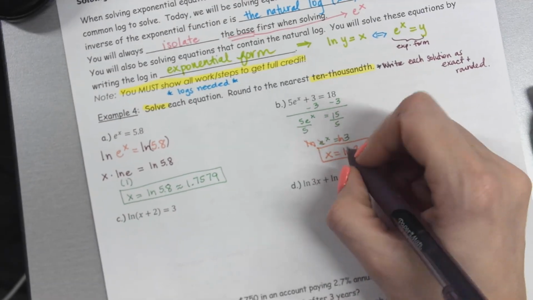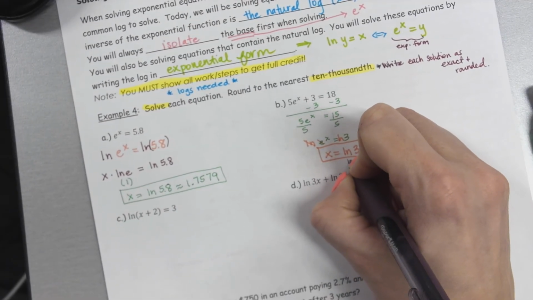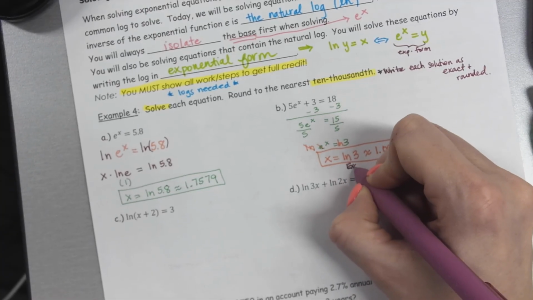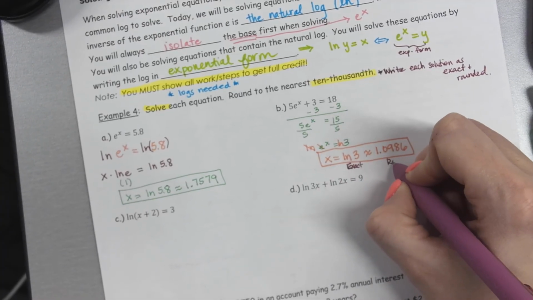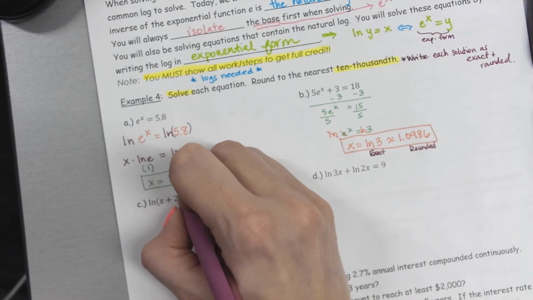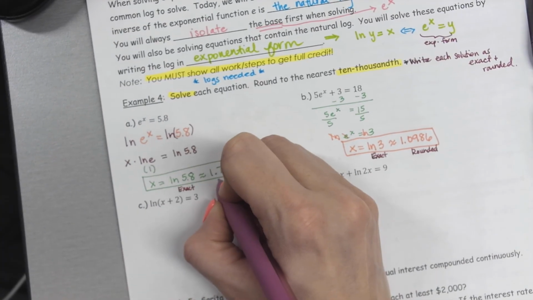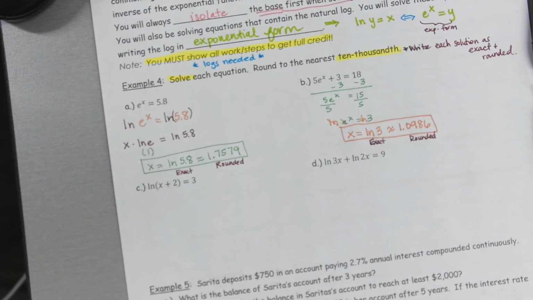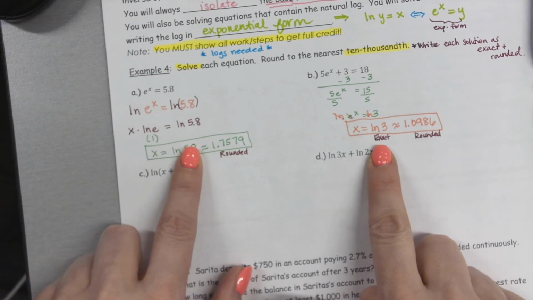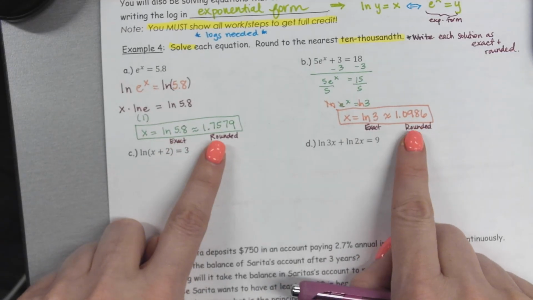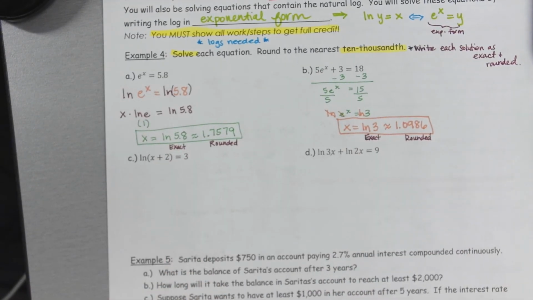Okay, so for both of these, we found our 2 answers. We found the exact. So an exact answer is not rounded. It's going to be an expression. So the natural log of 5.8, that would be exact. This would be rounded. Okay, so on a no calculator section, you'd be asked to give the exact answer. On the calculator section, you'd be asked to find your rounded answer.